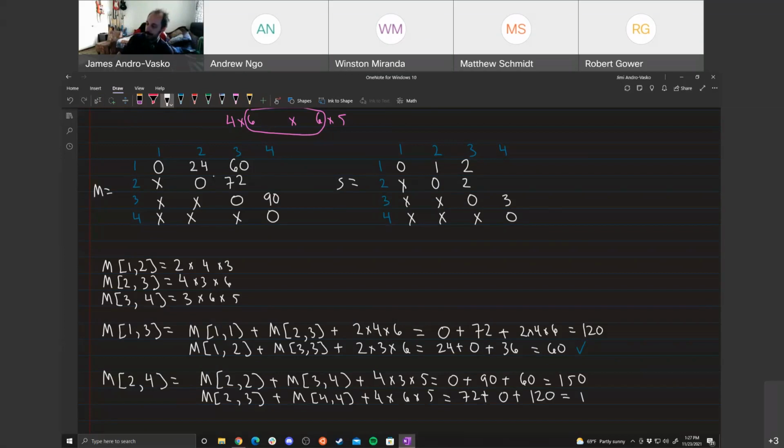This will be 192, I believe. So obviously, the better one is going to be this approach. You want to pick the better of the two, because we have two ways of doing this.